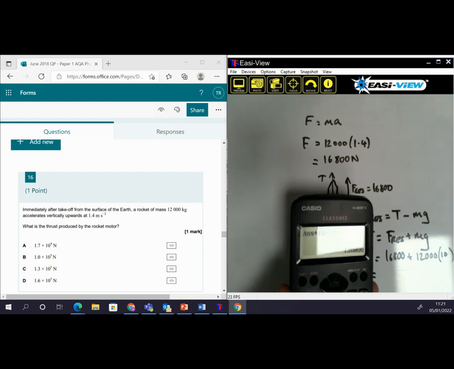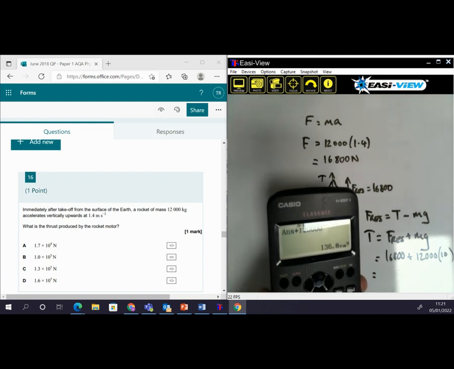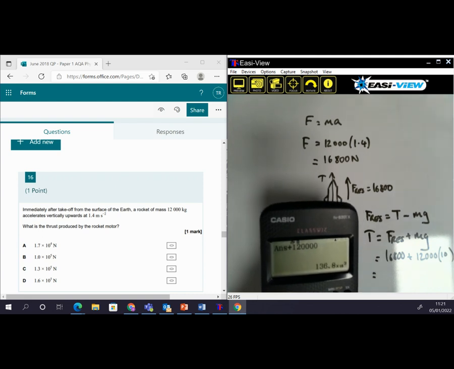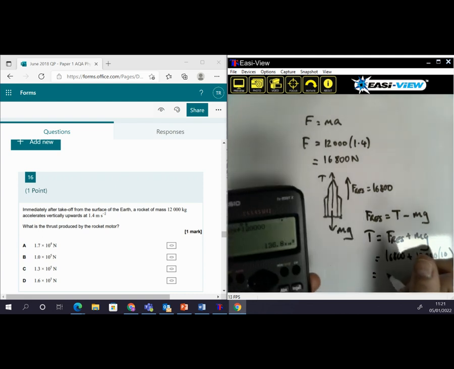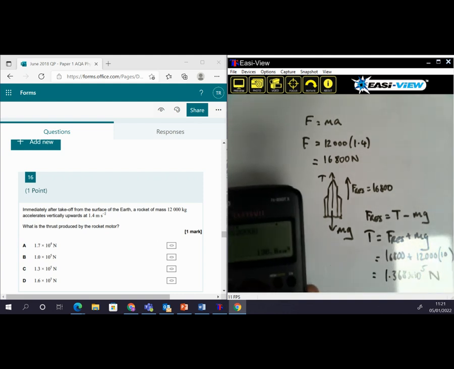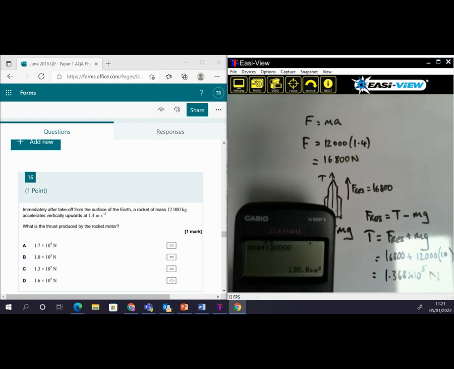and we get 136,800. Again, I can use the ENG button to help me. So it's 136.8 times 10 to the 3, which is 1.368 times 10 to the 5 newtons, which is given as one of the answers.